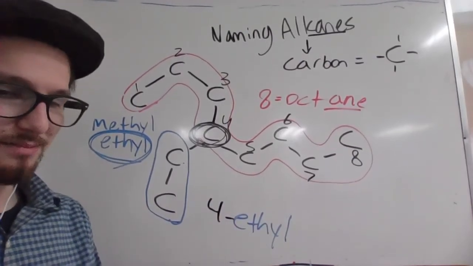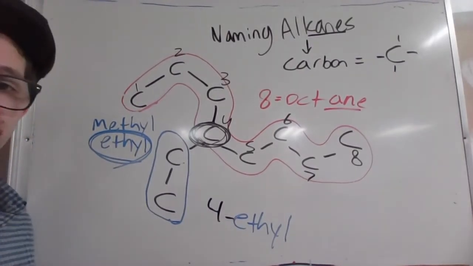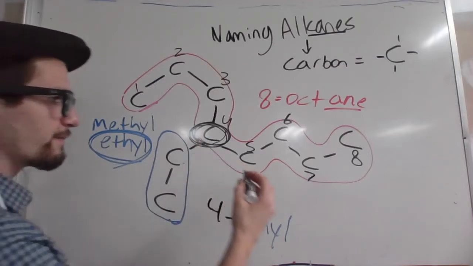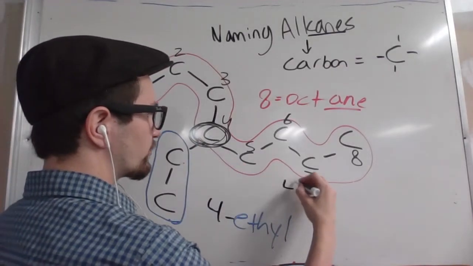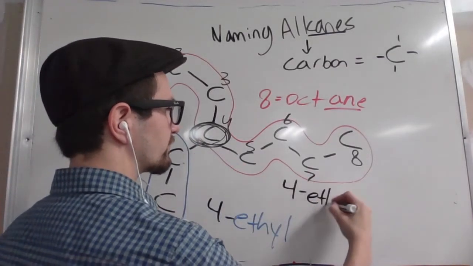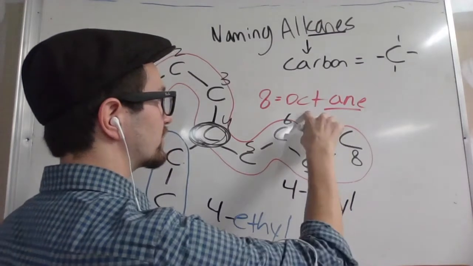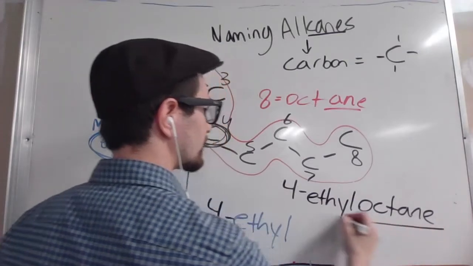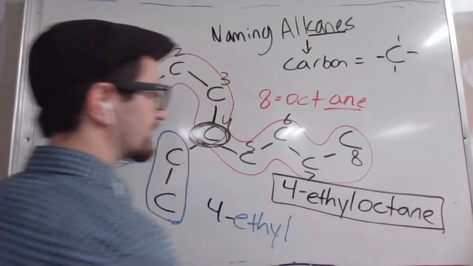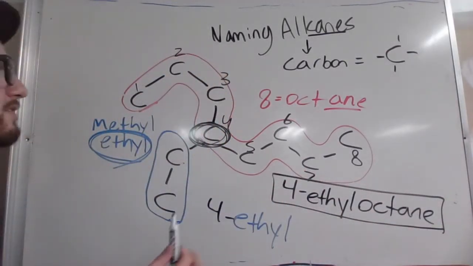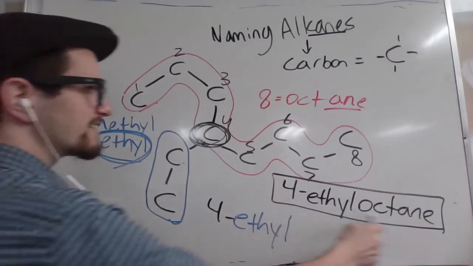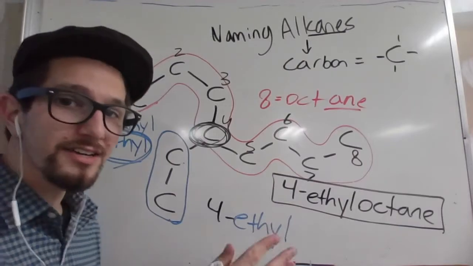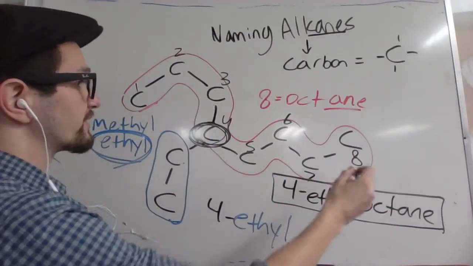Now, bada bing, bada boom, we can actually write our full name. So I have an ethyl group at carbon 4. So my name is going to be 4-ethyloctane. That's the name of this structure. Rewinding, where did I get octane? Because the longest chain has 8 carbons in it. Oct-ane, because it's all single bonded carbons.